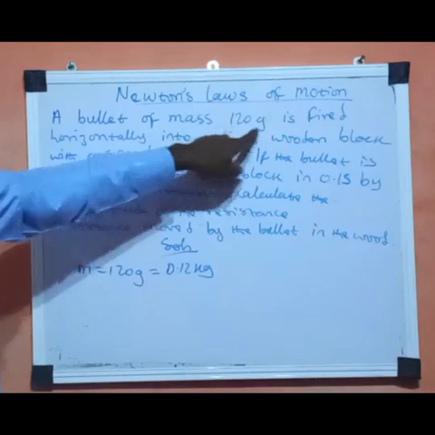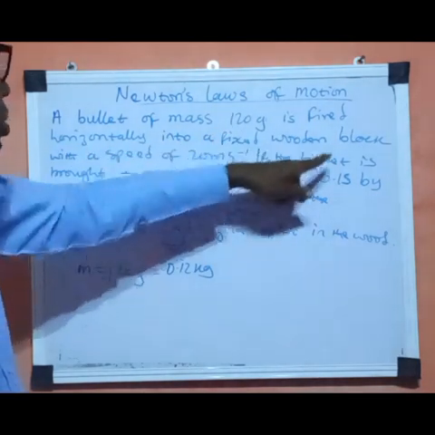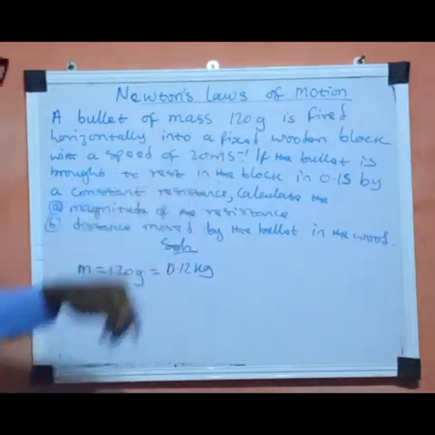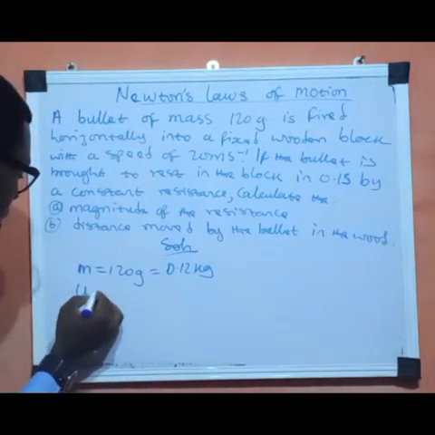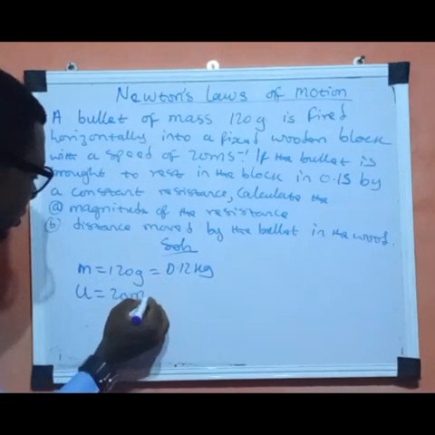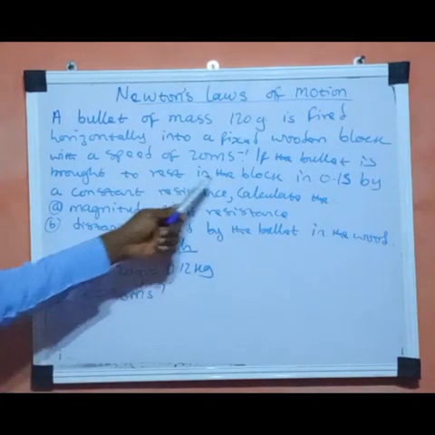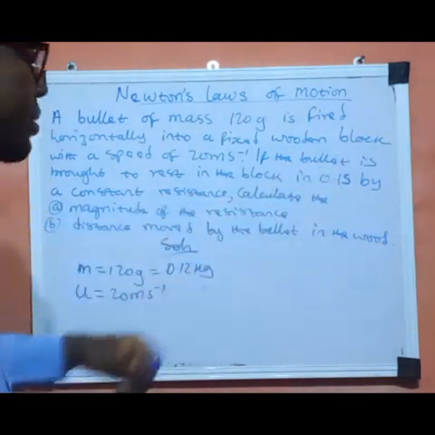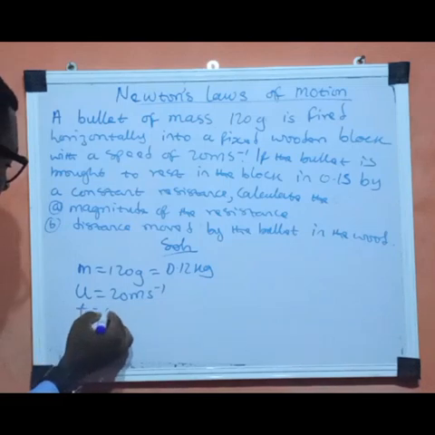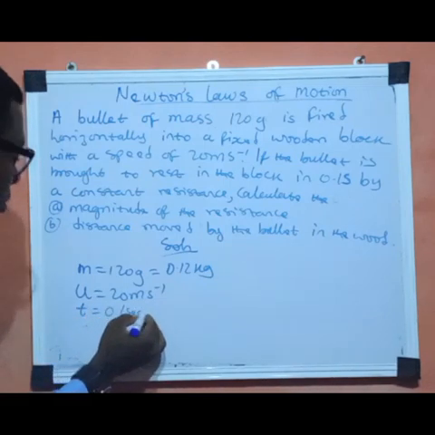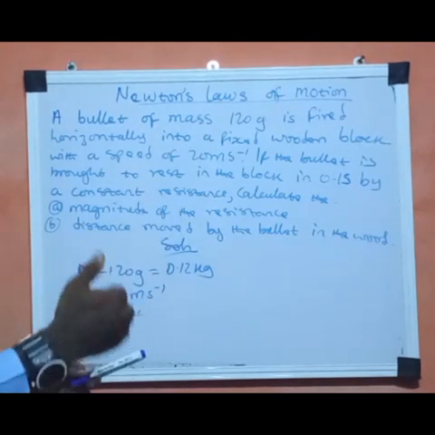A bullet of mass 120 grams is fired horizontally into a fixed wooden block with a speed of 20 meters per second. That is, the initial speed u is 20 meters per second. If the bullet is brought to rest in the block in 0.1 second, the time is 0.1 second, by a constant resistance.